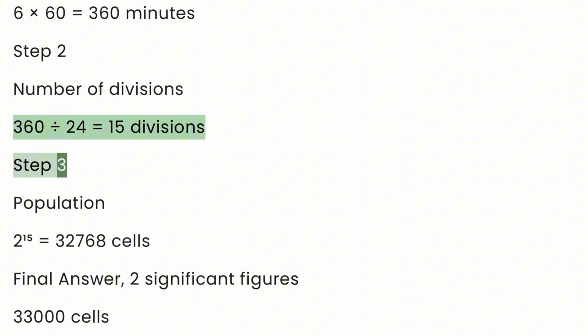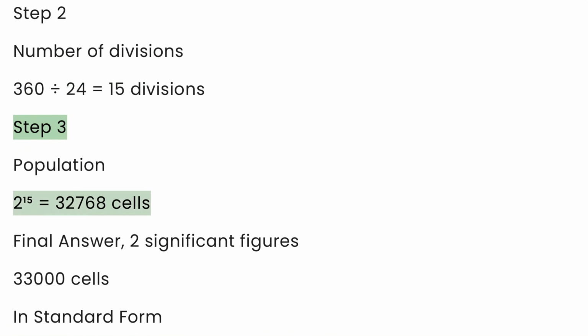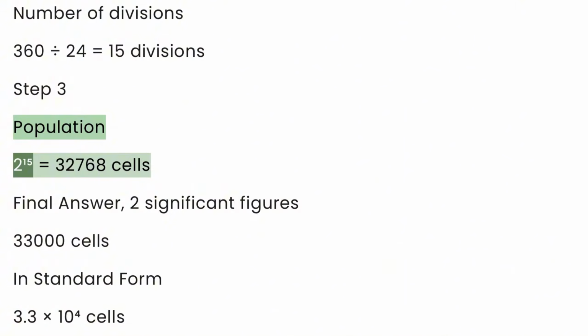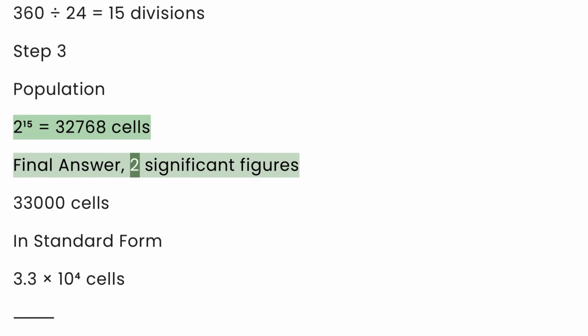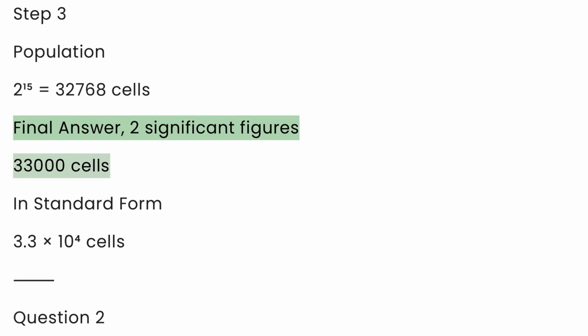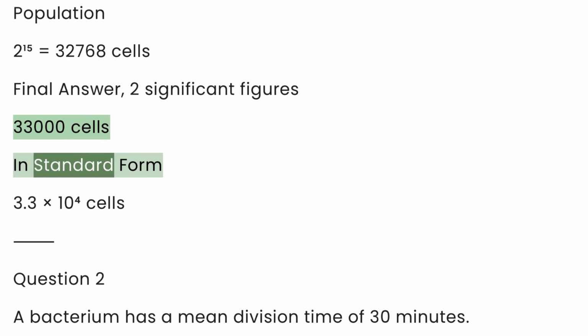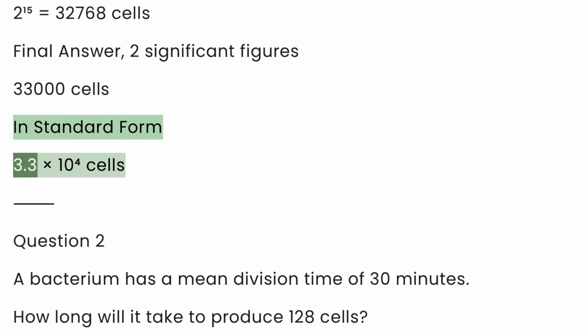Step 3. Population. 2 to the power of 15 equals 32,768 cells. Final answer. 2 significant figures: 33,000 cells. In standard form, 3.3 × 10 to the power of 4 cells.